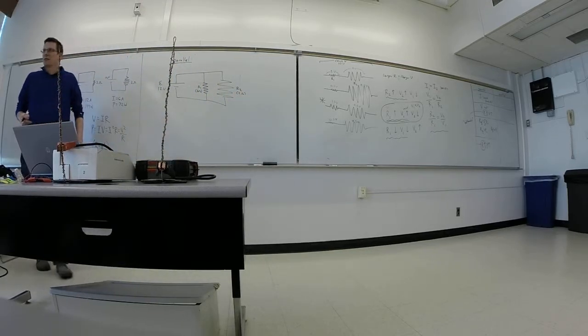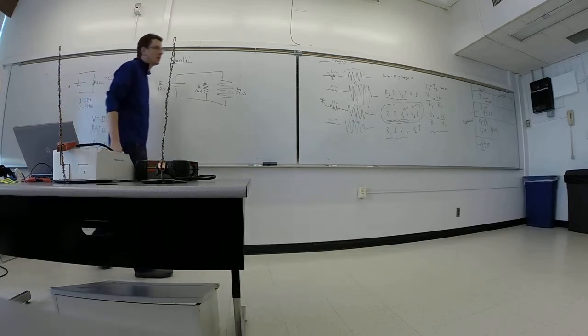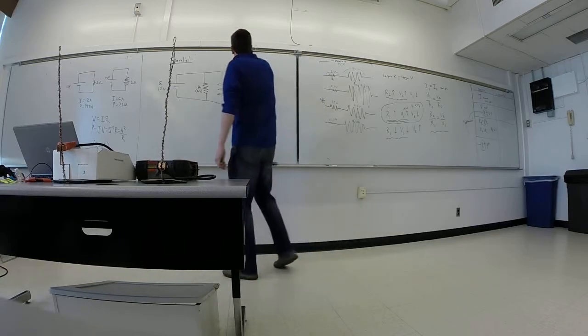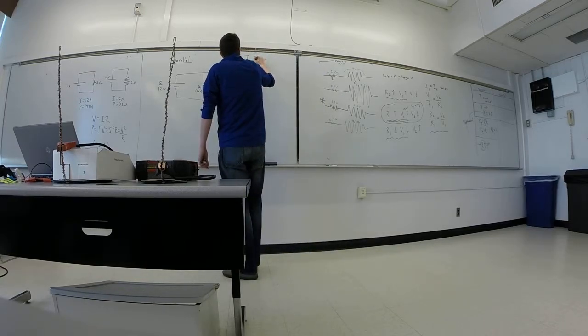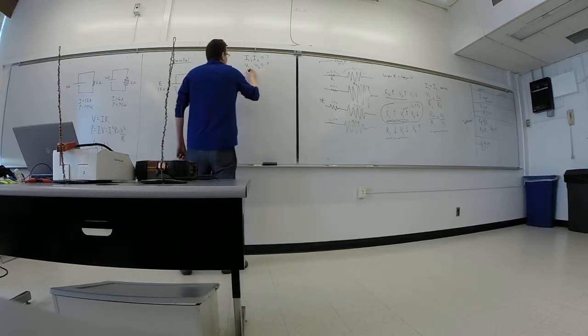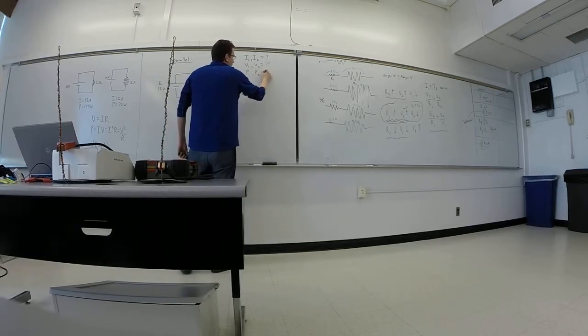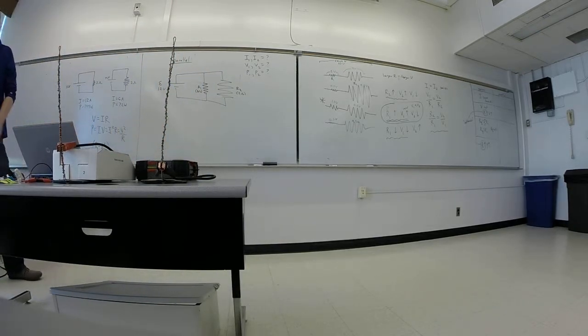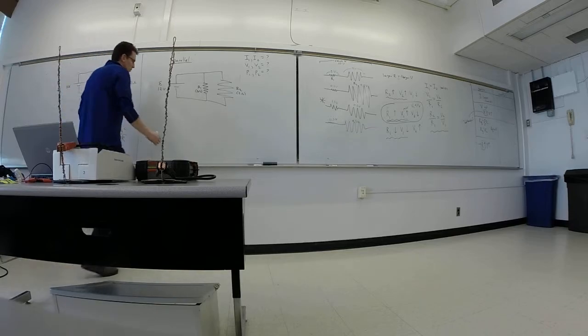We're going to ask all the same questions about this. What's the current through each one, so what are I1 and I2? What are the voltage drops across each one? What's the power dissipated in each one? And how do we look at this circuit as an equivalent circuit?